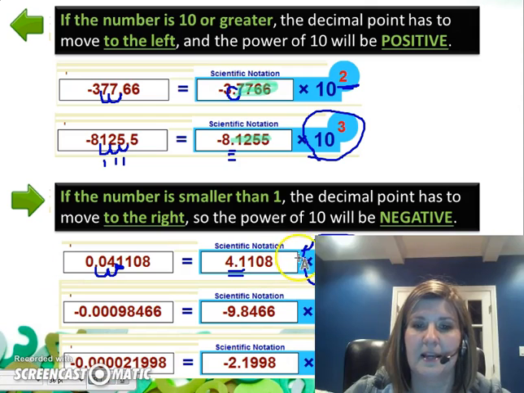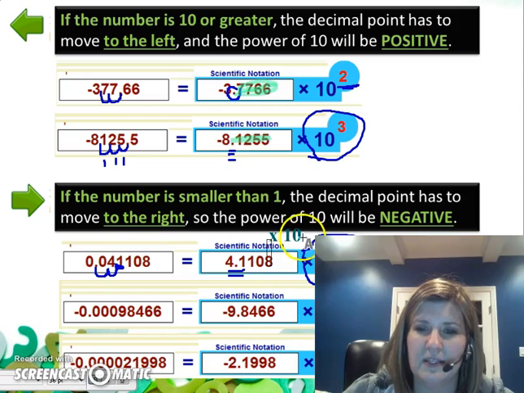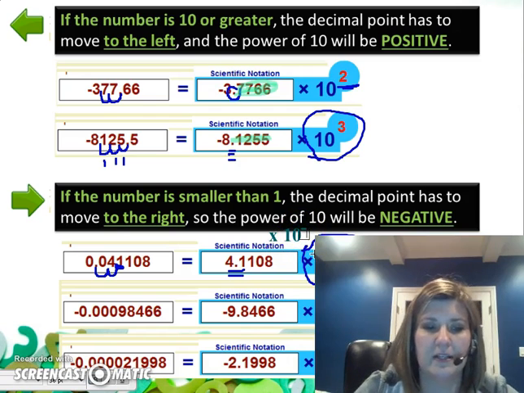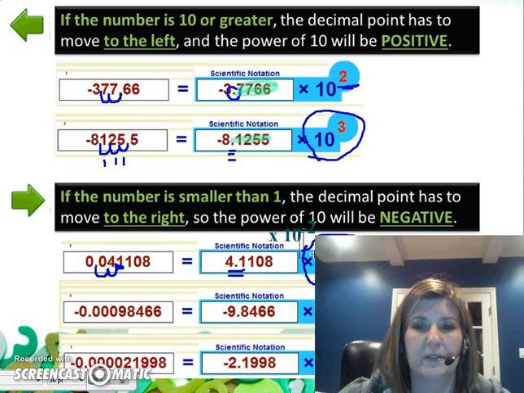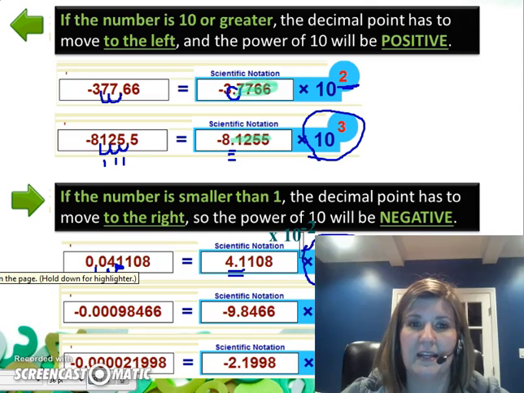Okay, I'm going to actually rewrite that just in case you can't see it. Times 10 to the negative 2. So the powers here for decimal units are always going to be negative. It tells us that the number was smaller than 1. So if you can remember that negative sign being smaller than 1.